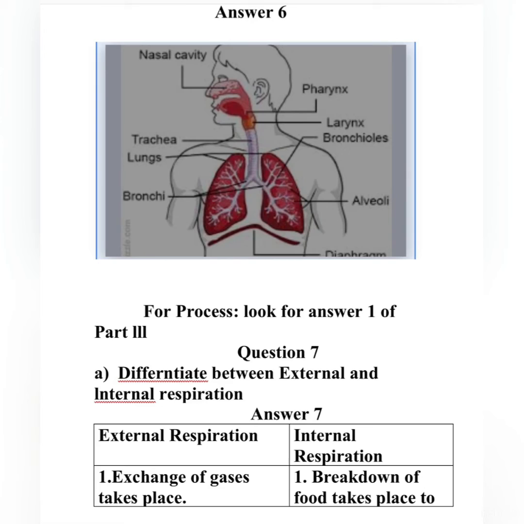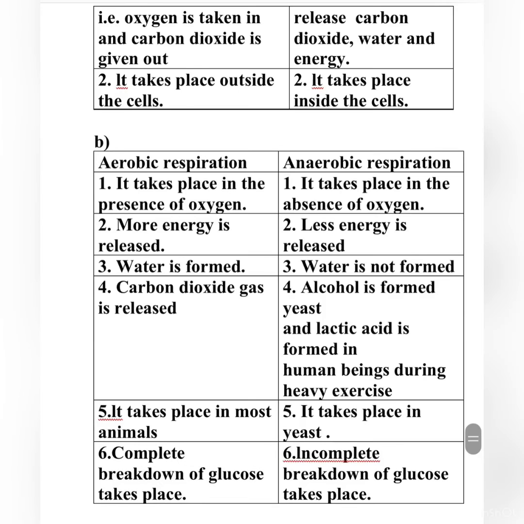Now next is, differentiate between external and internal respiration. External respiration means exchange of gases. That is, oxygen is taken in and carbon dioxide is given out. It takes place outside the cells. And internal respiration means breakdown of food in the presence of oxygen to release carbon dioxide, water and energy, and it takes place inside the cells.